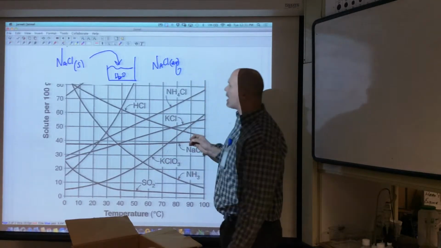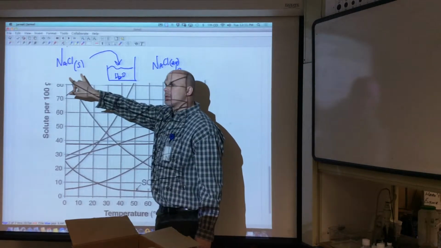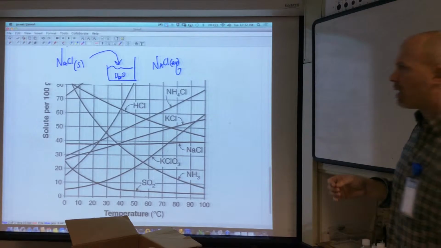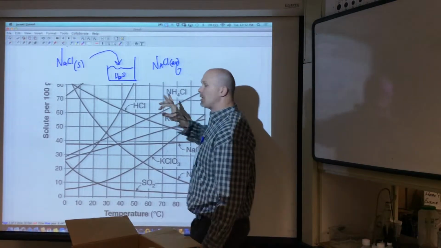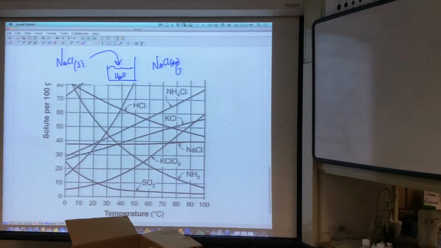Okay, why would something ionic dissolve in water? Well, we know that ionic compounds have a positive and negative end to them. And so does water. Water is an excellent solvent because it is polar. It's got a positive end and a negative end. In fact, we've talked about this already.